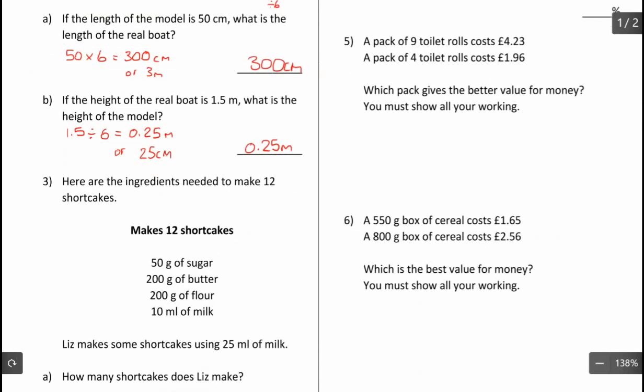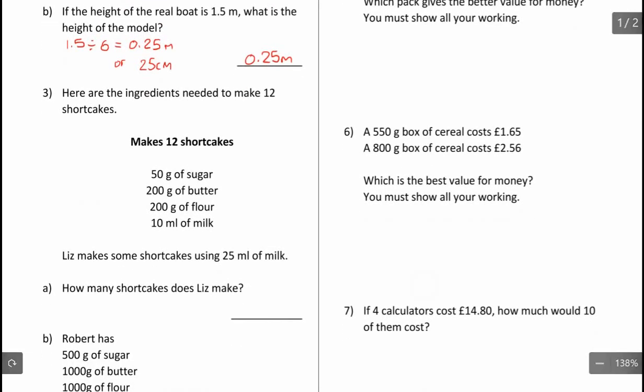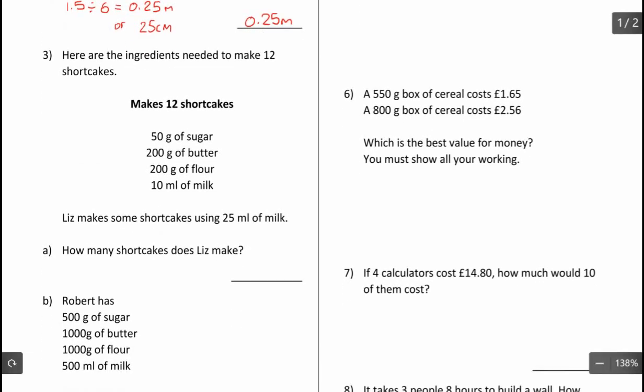Number 3. Here are the ingredients needed to make 12 shortcakes. Liz makes some shortcakes using 25 millilitres of milk. If you look at the recipe, it only needs 10 millilitres of milk. So how many shortcakes would this allow us to make, assuming we've got enough of all the rest of the ingredients? Well, we've times 10 by 2.5 to turn it into 25. So we can times the number of shortcakes by 2.5.